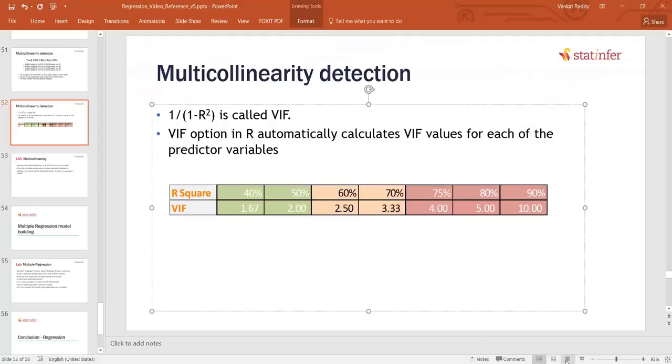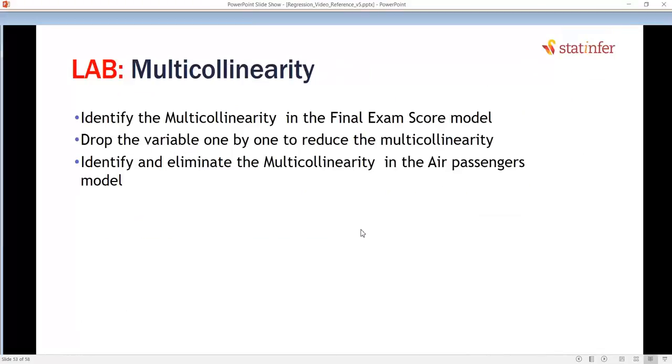Similarly, there is one exercise I would like you to do. In the air passengers data, find out the multicollinearity. We need to drop variables one by one. We can't drop all the variables that have VIF more than 5 and say we reduced multicollinearity. If that is the case, in our model we should have dropped all the 4 variables, right? We have to reduce multicollinearity. We have to drop the variables one by one.